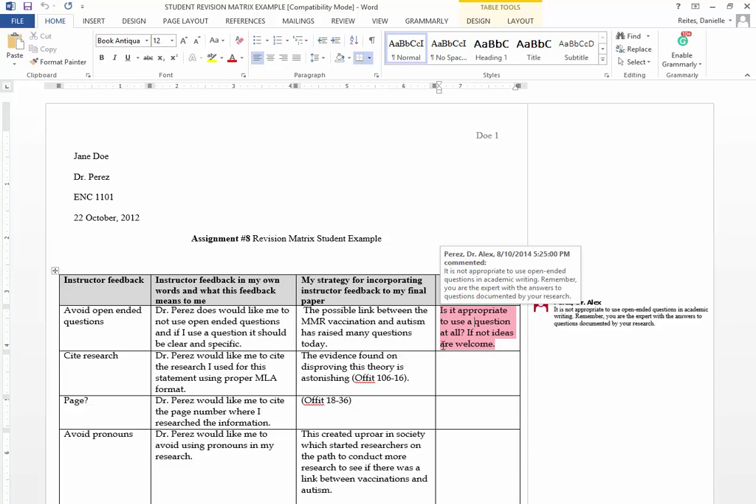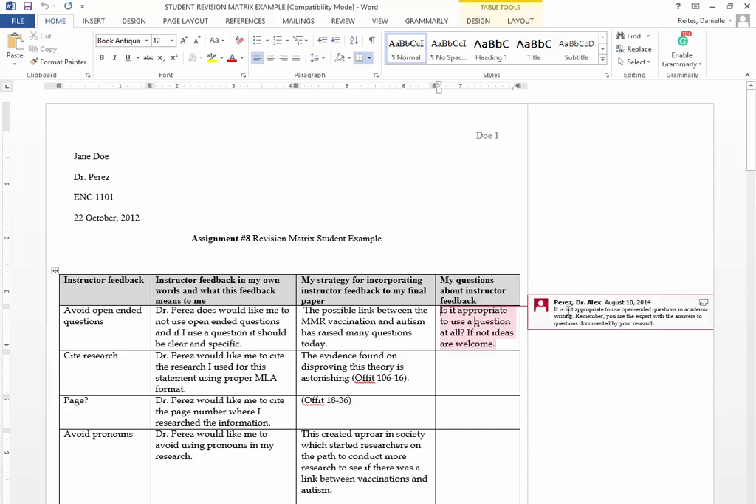ideas are welcome. And Dr. Perez then comments on the student's comments. So there's this communication loop going on. I think that video referred to it as the feedback loop, where he says, it is not appropriate to use open-ended questions in academic writing. Remember, you are the expert with the answers to questions documented by your research. So when he goes back, he makes sure the student understands the comments, that there is some strategy they have for changing things, and then eventually they resubmit the paper. And we hope, at that point, that they've learned from whatever issues they had.